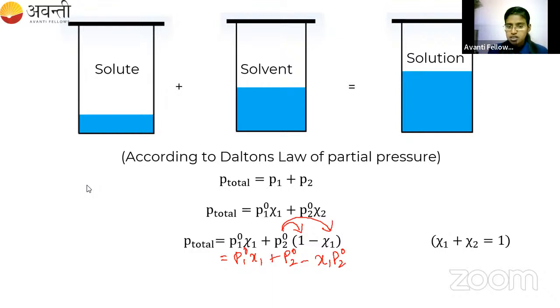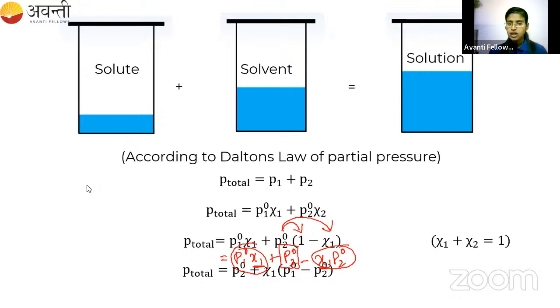And from this, which is common? X1 is common to both of these terms. So I can take X1 out. Before taking this X1 out, one P2 naught is standing separately, no? We can take that out first. So just take down P2 naught first, then take out X1. If I take X1 out, then I will have P1 naught minus P2 naught.